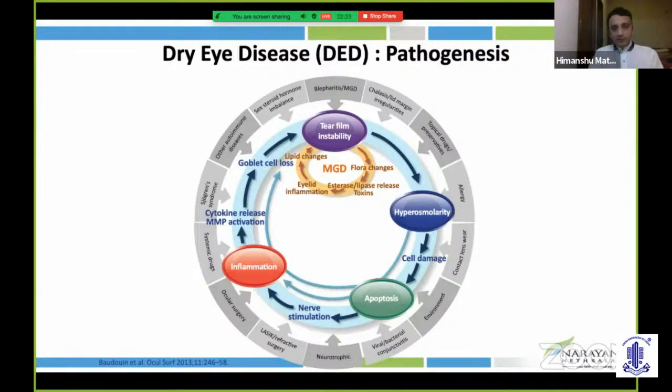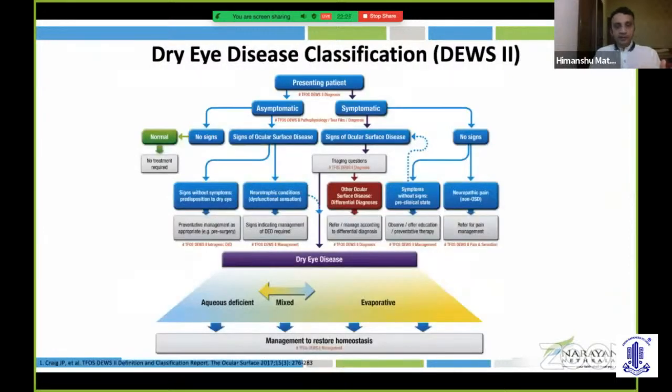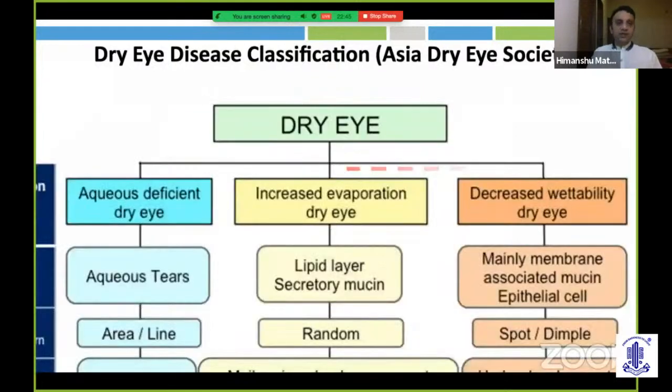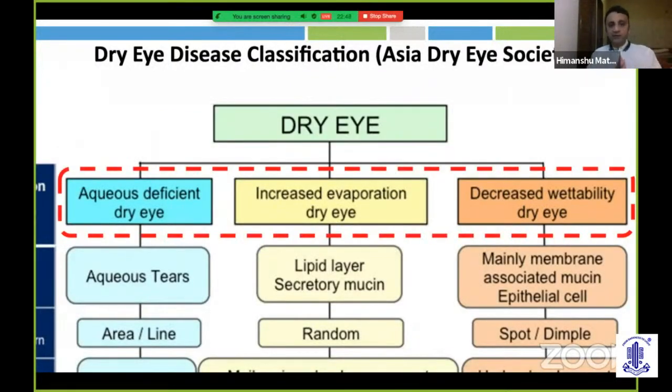So for the diagnosis purpose also, whenever we tackle the diagnosis, we will keep in mind that these are the things which we have to possibly address. Classification-wise, whether it's DEWS or the Asia Cornea Society, ultimately we end up classifying dry eye into aqueous deficient, mixed, and evaporative dry eye. In the Asia Cornea Society, again, it's similar: aqueous deficient dry eye, increased evaporation, and decreased wettability. These things the next speaker would elaborate upon.